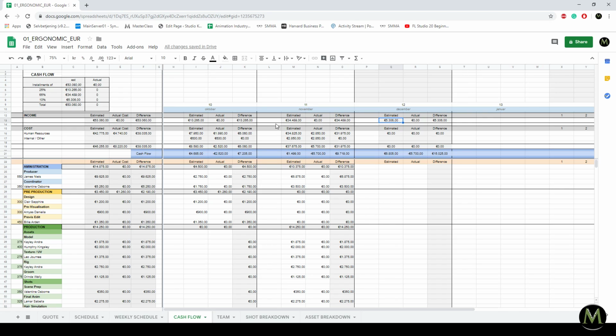This is great because it shows us that we're actually covering all our costs based on all the people, which means that we can pay our people and we are not losing money on this project if we stick to this rule, if we stick to this plan.